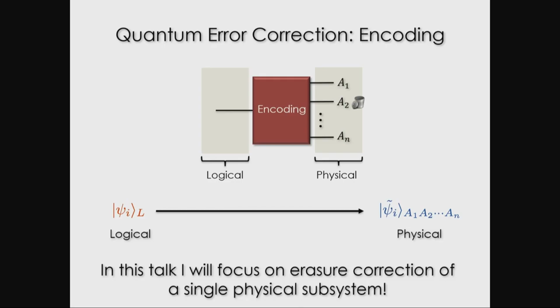I have to tell you what quantum error correction setup we are talking about. You have an isometric encoding mapping a logical Hilbert space to a physical Hilbert space that contains n subsystems. In this talk, I'm going to focus on erasure correction of a single physical subsystem, which is basically the worst thing that can happen on a single subsystem. But in the paper, we talk about more general things, and Mischa will talk about those too.